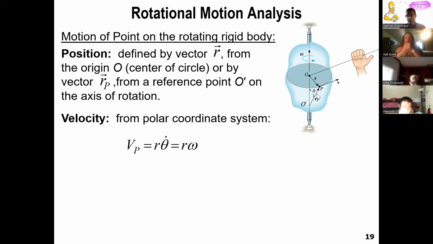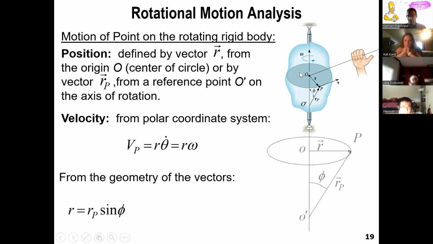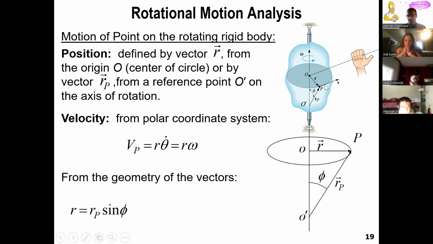However, I'd like to have this in terms of RP, because R could be anything. My reference point is O prime. You could use O as your reference point and change it for any point going up and down, or you can say, I'm going to fix this O as O prime. That's fine. How can I find R in terms of RP? If you look from the side, this is the circle, this is the center of the axis of rotation, this is your R, the angle phi, RP. If you look at this triangle, obviously your R is RP sine phi. I'm going to substitute this here, so your VP is going to be RP omega sine phi.